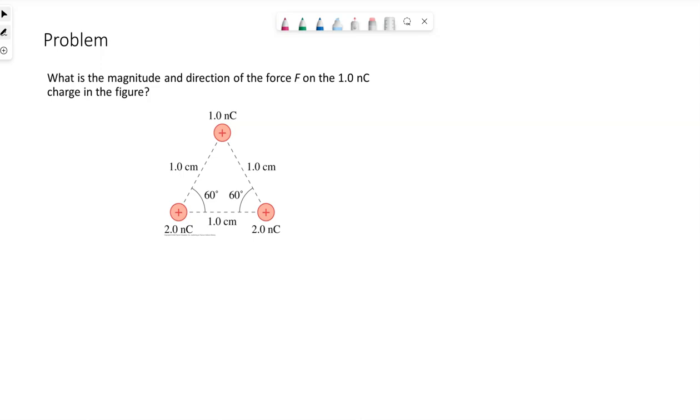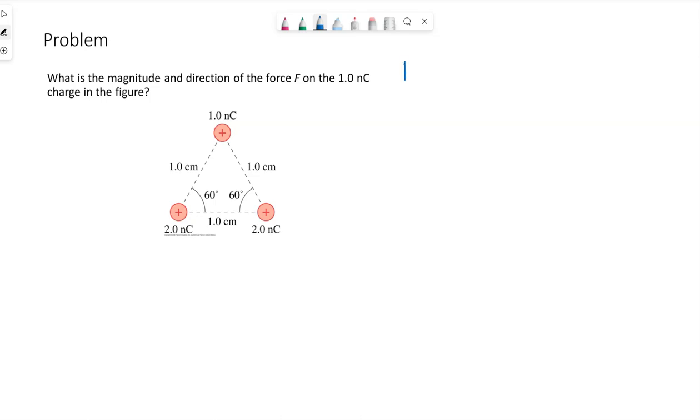We have an example problem here. This picture is from our textbook, the Knight book from Pearson. The question is, what is the magnitude and direction of the force F on the 1 nanocoulomb charge in the figure? So we have these three positive charges at each tip of a triangle. The bottom two are 2 nanocoulombs, the top one is the 1. And that's the one we're trying to find the magnitude and direction of the force on.